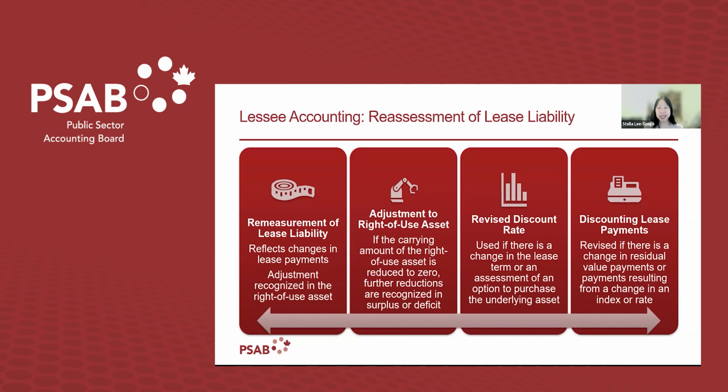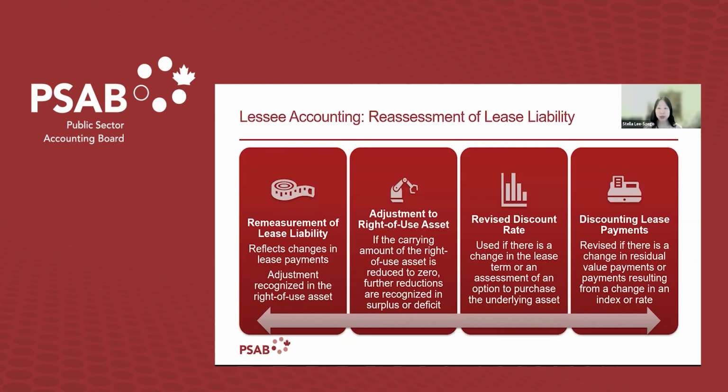After the commencement date, a lessee remeasures the lease liability to reflect any lease payment changes, including any of the following. Any remeasurements of the lease liability are recognized as an adjustment to the right-of-use asset. When the carrying amount of the right-of-use asset is reduced to zero, further reductions in the measurement of the lease liability are recognized in surplus or deficit.